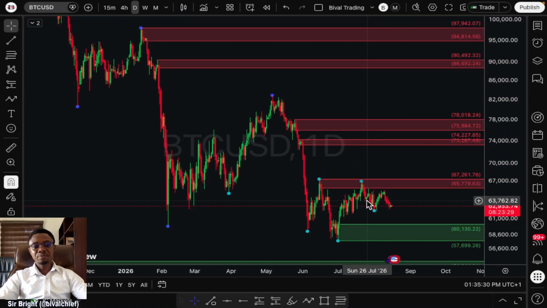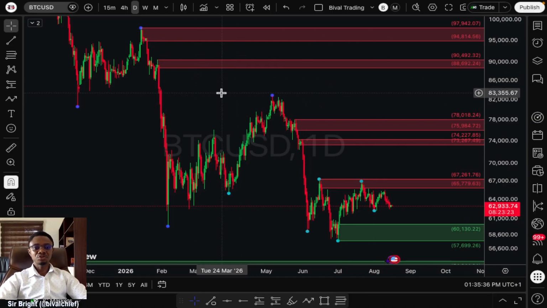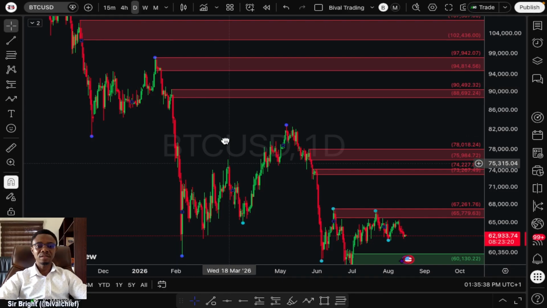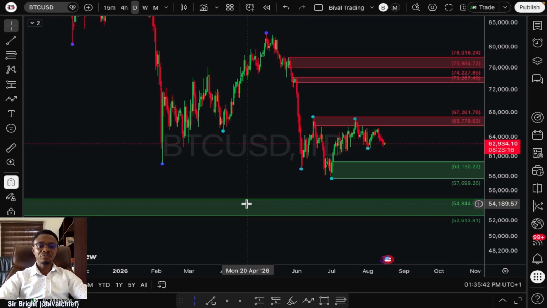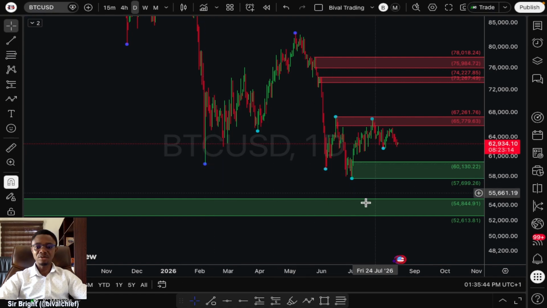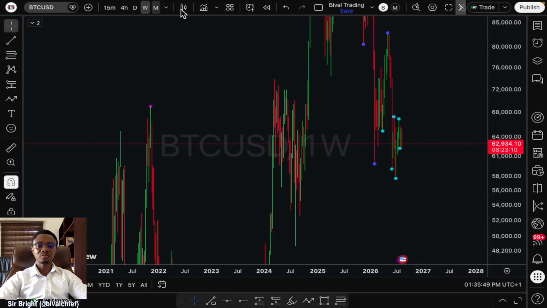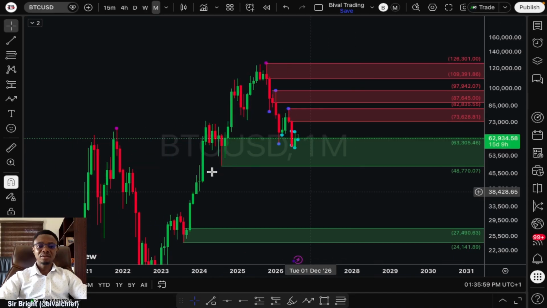All right, the last pair in our list today is BTCUSD. BTC on the daily time frame, if you see market structure, technically is still bearish. But one thing you have to take note of is that this price level corresponds with both a daily and weekly demand zone. If you look at the chart very well, you see that this is a monthly demand zone. So price right now is within a monthly demand zone.